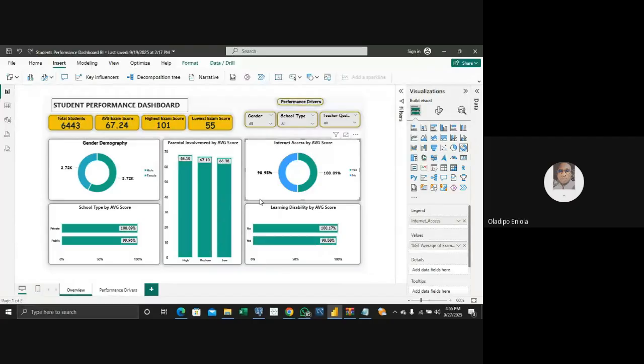But this chart of yours does not seem right. Internet access by average score. The title too is not straightforward. 100% and then 98%. That's like 199%. I don't really get that, but let's not waste much time. I think we still have two different guys. And then let's go to performance drivers.